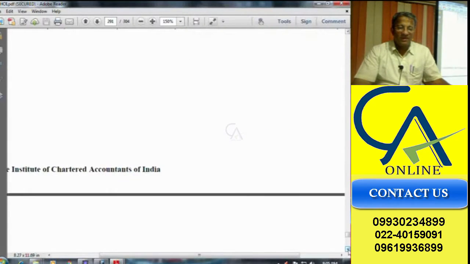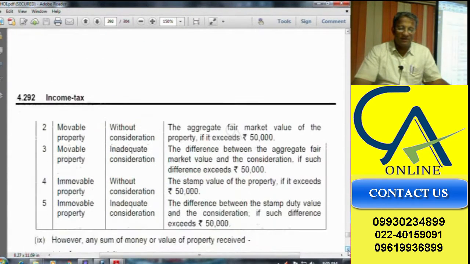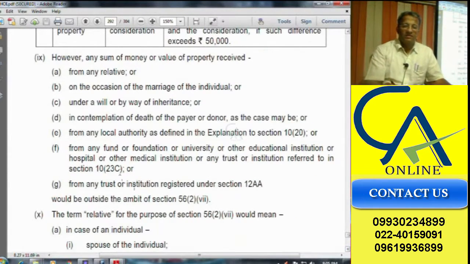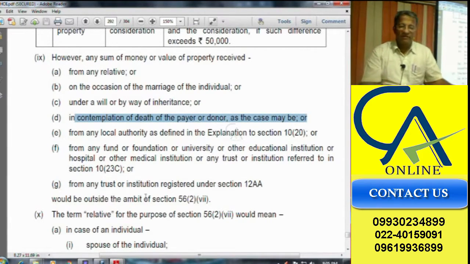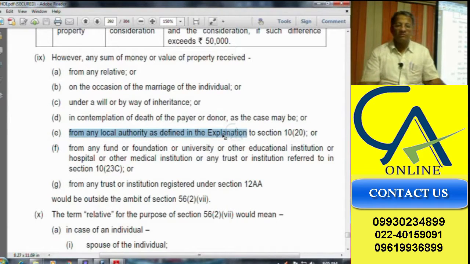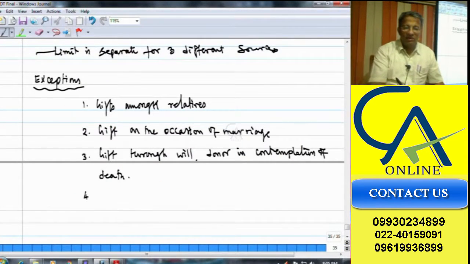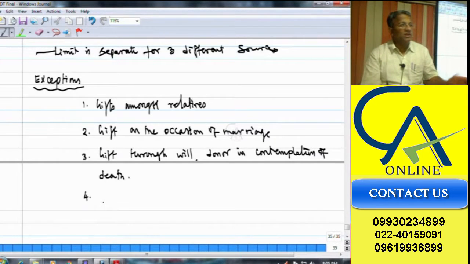It's okay. Exceptional cases: any sum received from any relative, on the occasion of marriage, under a will or by way of inheritance, or in contemplation of death. This too we have just covered. Any money received from a local authority. Supposing Chennai Corporation is giving you 75,000 as relief, the income tax officer cannot catch you.